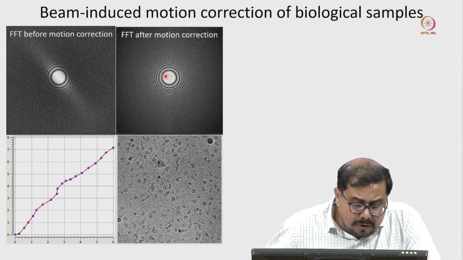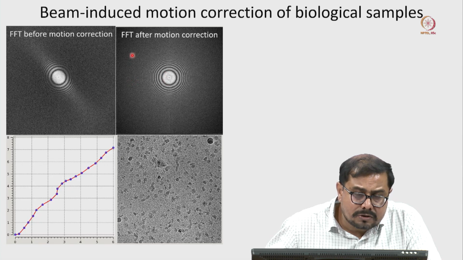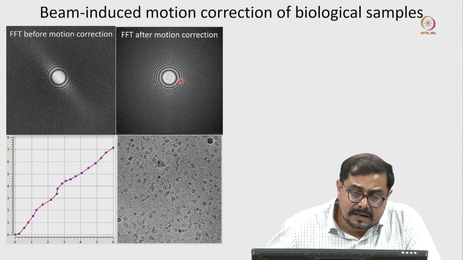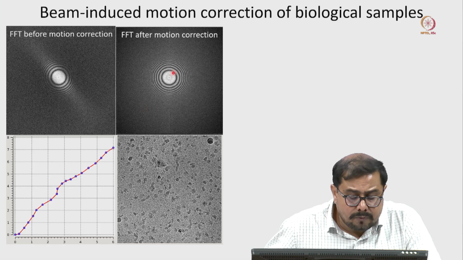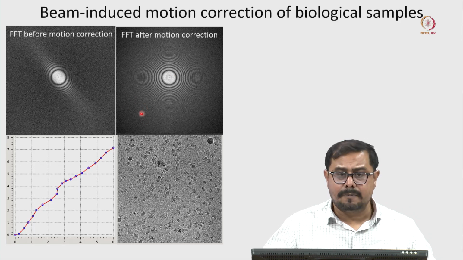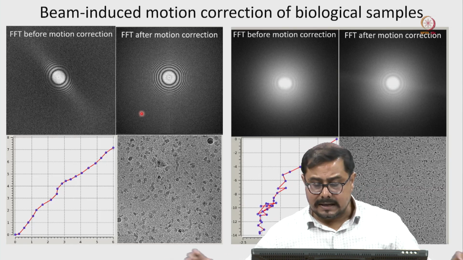Now if you count all this signal, you can see the signal until here. That means you can achieve this kind of resolution, you have to measure that distance. So from this one I can tell roughly that it may be a 3.5 to 3 angstrom resolution. Now we will go to the next image.